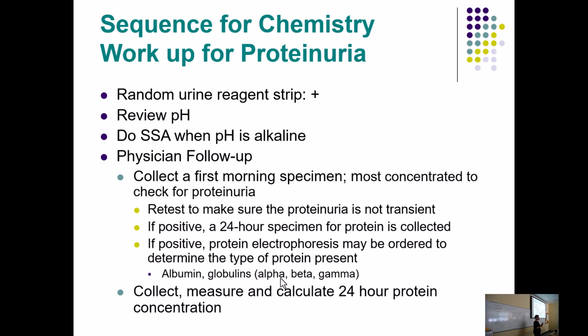Now, a dipstick is going to be specific for albumin, but what if there are other things present too? It may trigger that other things might be there. So we're going to collect, measure, and calculate a 24-hour protein concentration.